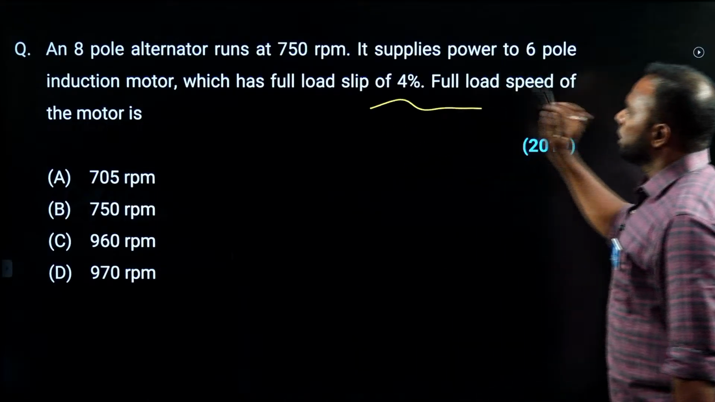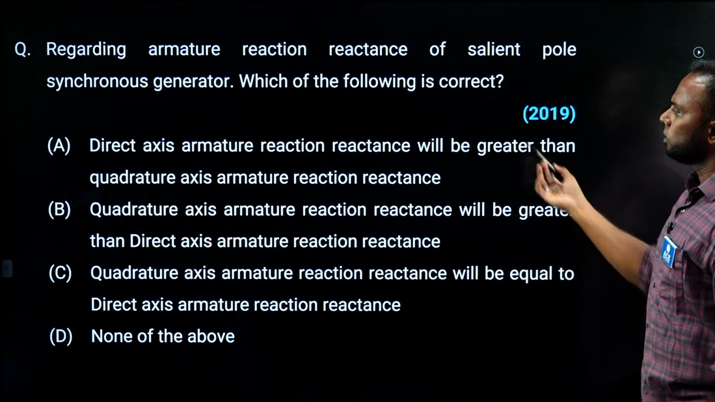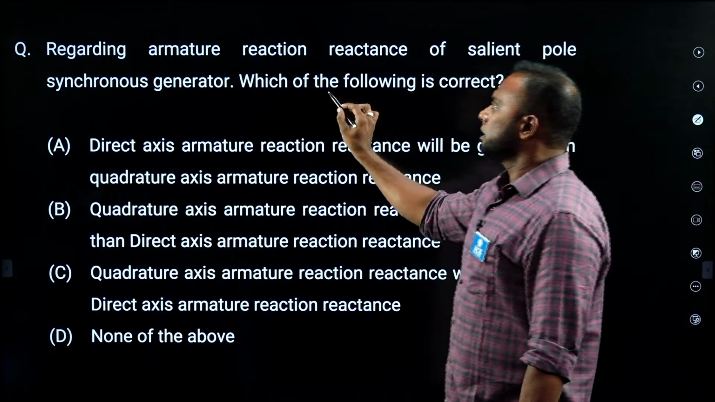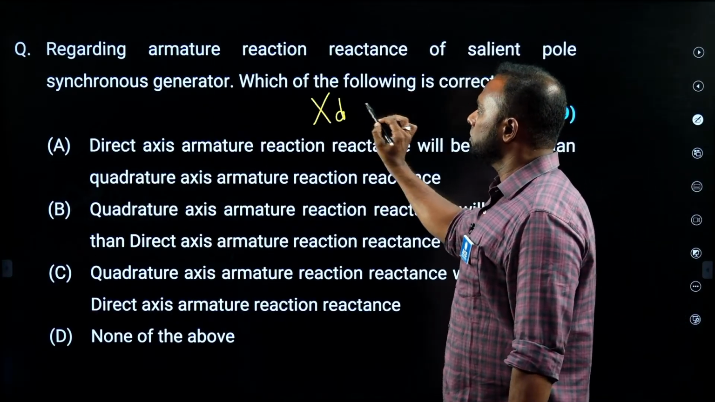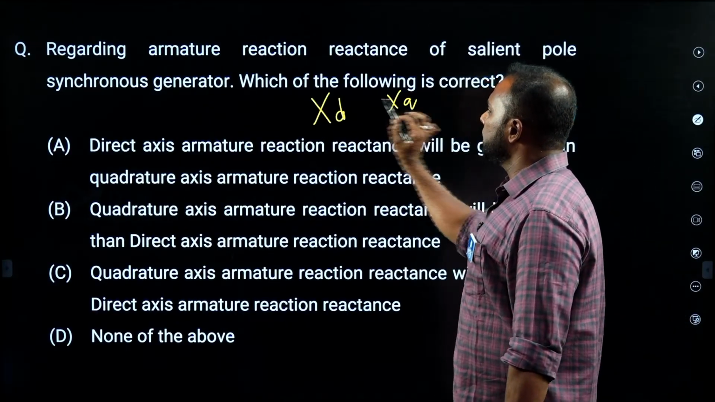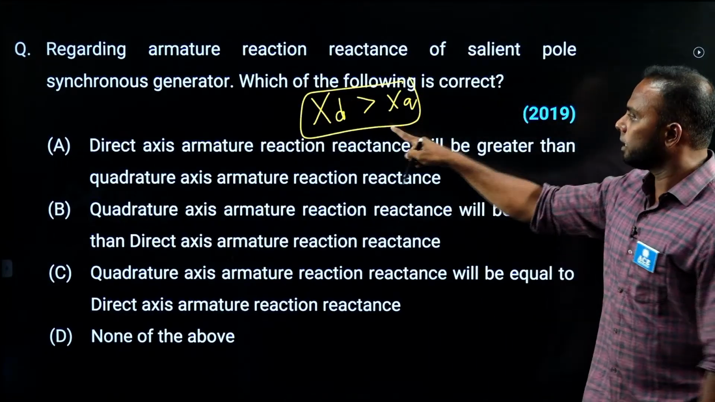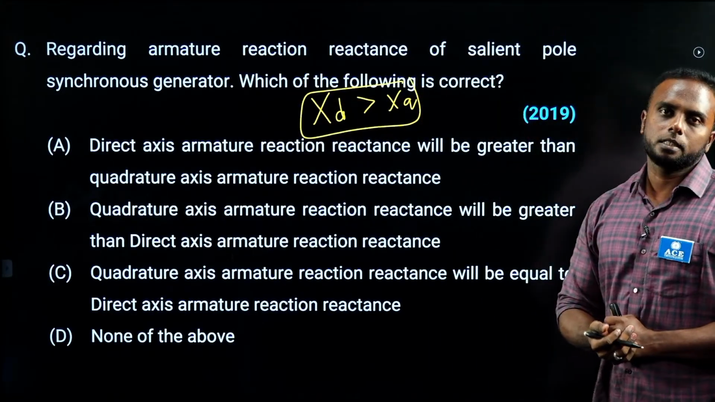Okay, you can solve this the same way. Next question, see. This is related to XD, XQ. In a salient pole alternator, what is the relation between XD and XQ? Which is greater? XD is always greater than XQ. Direct axis reactance is greater than quadrature axis reactance.